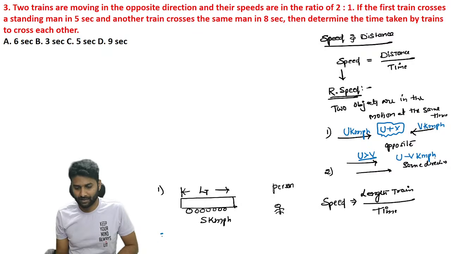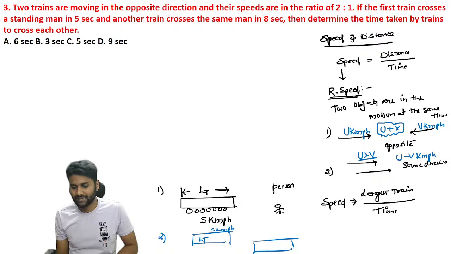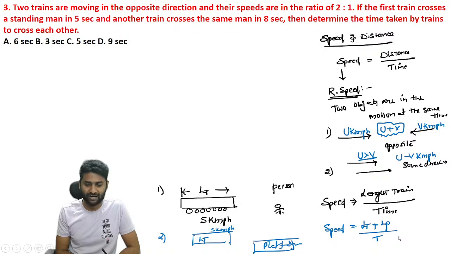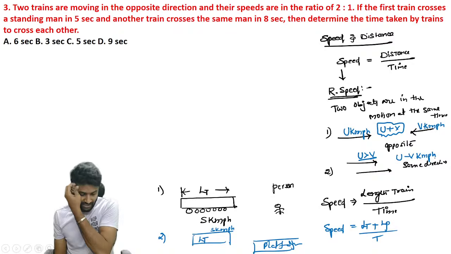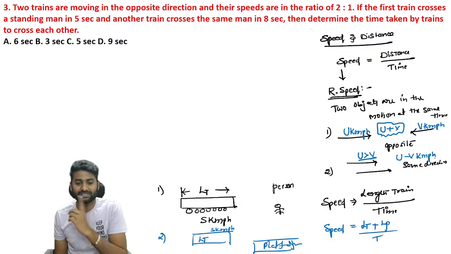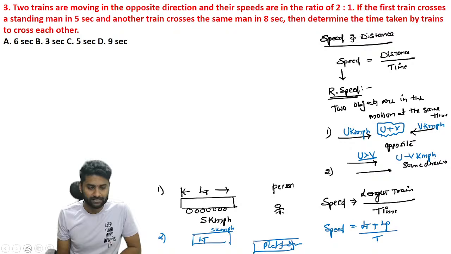In the same way, if a train running at a speed of s kilometer per hour crosses a platform or any bridge or any other train, then the speed of the train is exactly equal to the length of the train plus the length of the platform, divided by the time taken to cross this platform. So if it is a person, you consider only the length of the train. If it crosses any other object, you have to consider that length also. These are the basic fundamentals of speed, time, distance.